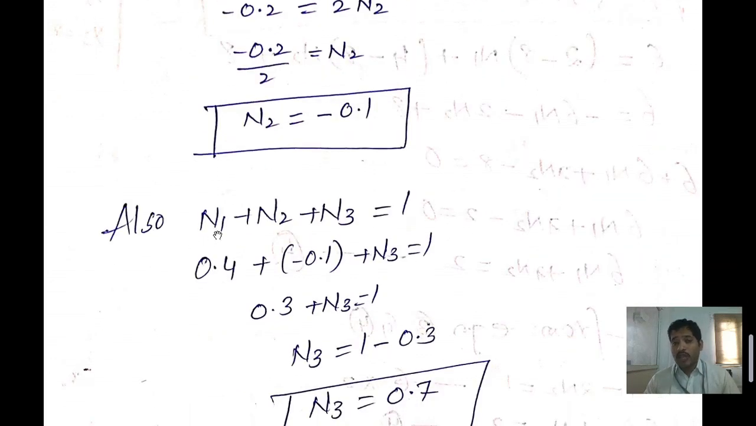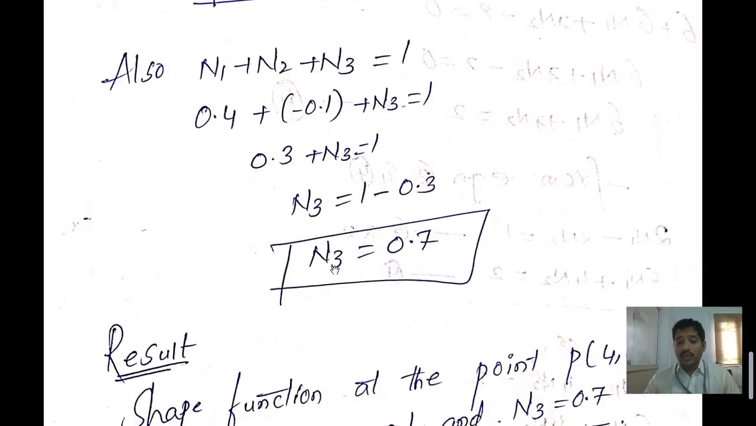After getting the value of n1 and n2, you can substitute over here, because we have the shape function formula: n1 plus n2 plus n3 should always be equal to 1. The shape function n1 we know very well, how much is there? 0.4. The shape function n2 is how much? Minus 0.1 plus n3 equal to 1. So 0.4 minus 0.1, if you subtract over here, then you will get 0.3 plus n3 equal to 1. n3 equal to 1 minus of 0.3. So n3 is equal to how much we got here? 1 minus of 0.3 becomes 0.7.